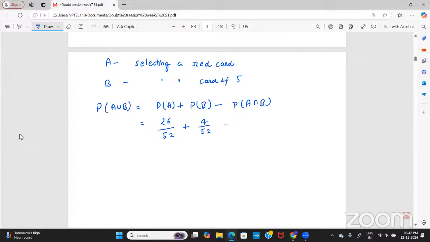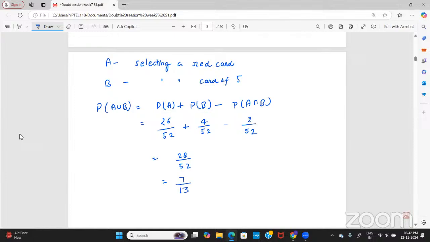Because we have 4 fives in the deck of cards, 1 card of each suit. So total 4 cards of 5. For the intersection, 2 cards will be there of red color of 5. Total 4, out of which 2 black and 2 red. So it will be 28 divided by 52, which is 7 divided by 13.